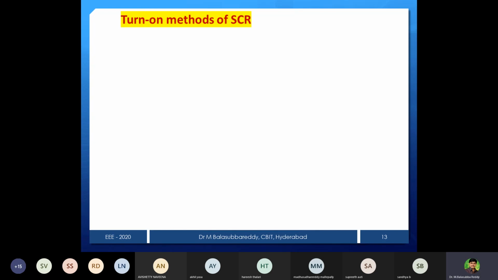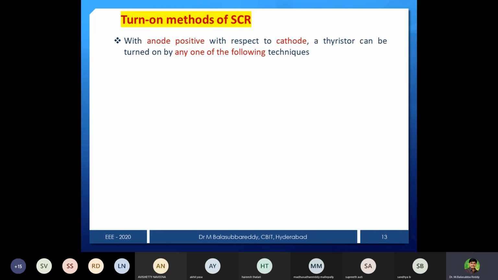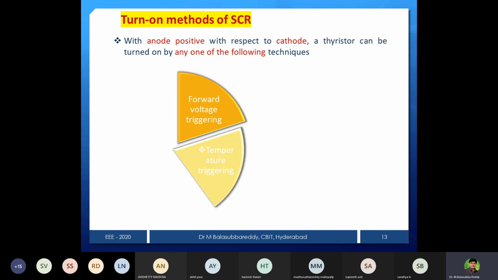By changing the gate current, we are able to turn on the thyristor below the breakover voltage. In these turn on methods of SCR, with the anode positive with respect to the cathode, the thyristor can turn on by any one of the following methods. We have 5 methods. One is forward voltage triggering. This is the method we noticed in the characteristics itself. Anyhow, I will explain once again.